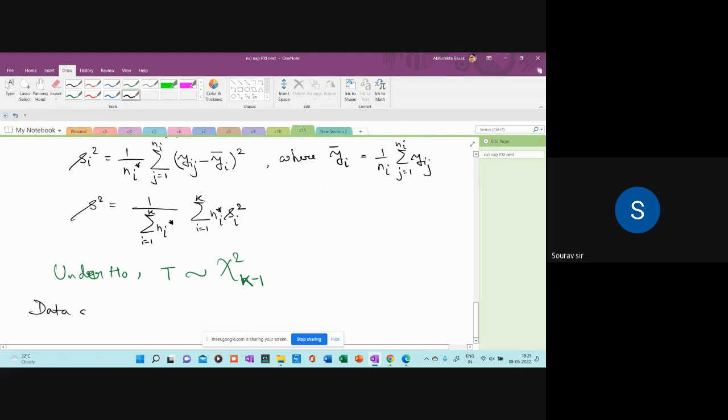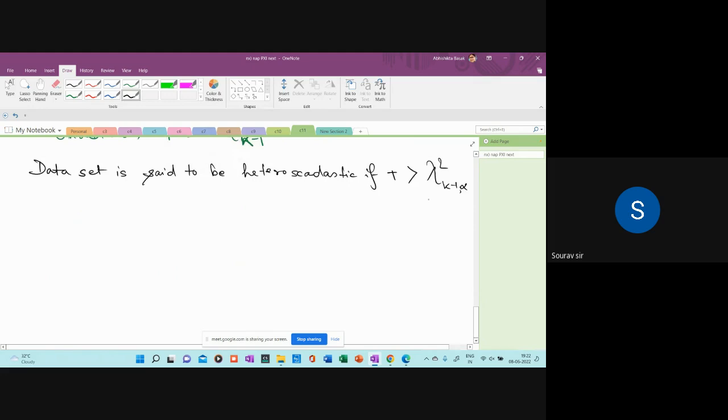Let me write this. The data set is said to be heteroskedastic if this capital T is greater than chi square k minus 1 comma alpha, where you can obtain this value from the table once you know the value of k minus 1 and a particular level of significance, alpha. Okay, is it clear?